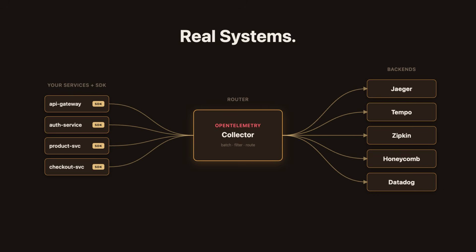The breakthrough of the last few years is that you no longer pick one ecosystem. One SDK emits, one collector routes, and you can swap the backend without touching a single line of your application code. That's OpenTelemetry's real contribution. It made tracing portable. So the whole picture in 30 seconds.